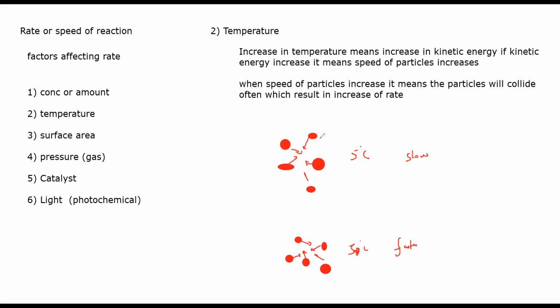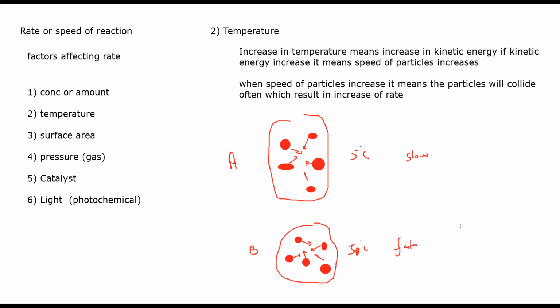But the amount of the product will not change. Why will the amount of product not change? Because you have 5 particles of reactant in experiment 1 or experiment A, and you have 5 particles in experiment B. So in both experiments you have the same number of particles. That's why the amount of the final product will be the same.